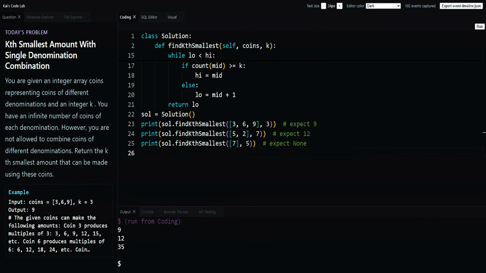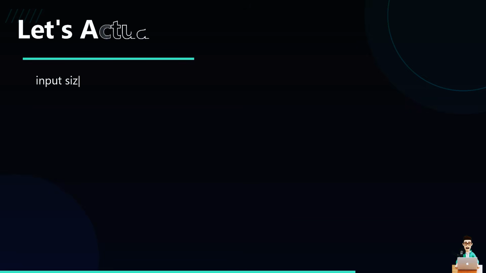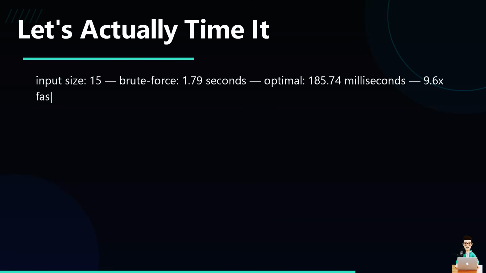Let's actually time both on a real 50 element input. Brute force took 1.79 seconds. The optimal version took 185.74 milliseconds. That's a real 9.6x from actually running both just now, not a complexity estimate.